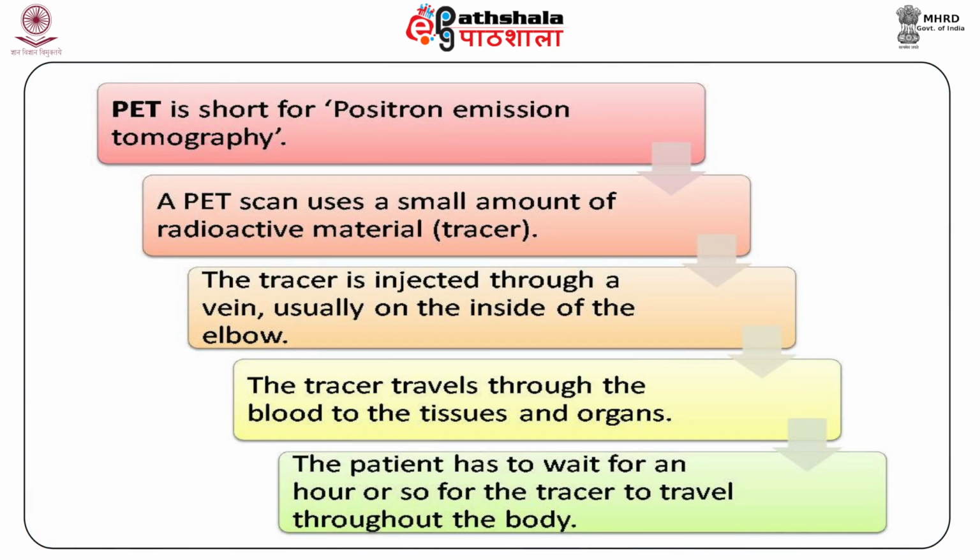PET stands for positron emission tomography. A PET scan uses a small amount of radioactive material, which is the tracer. The tracer is injected through a vein, most often on the inside of the elbow. The tracer travels through the blood to the tissues and organs. The patient has to wait for an hour or so for the tracer to travel throughout the body.